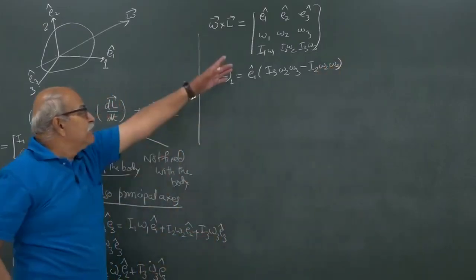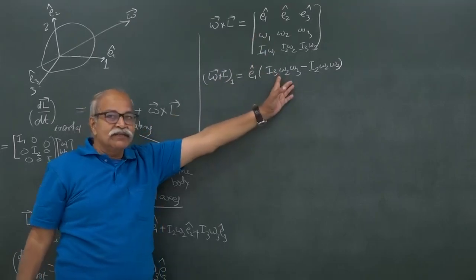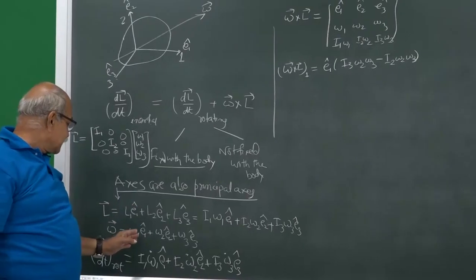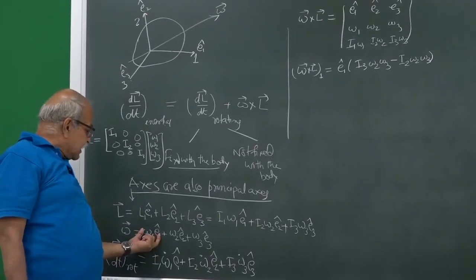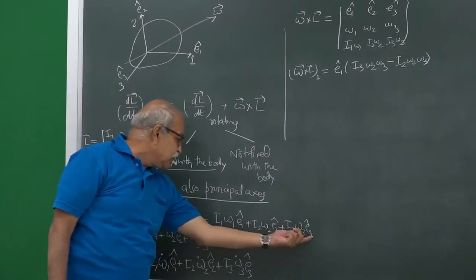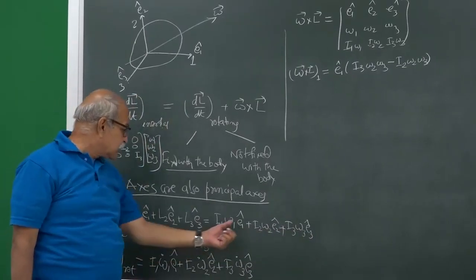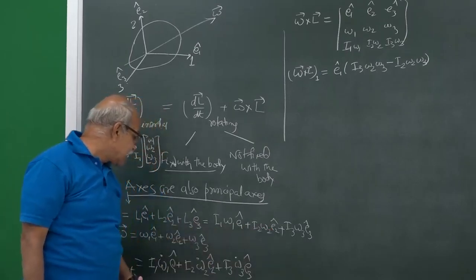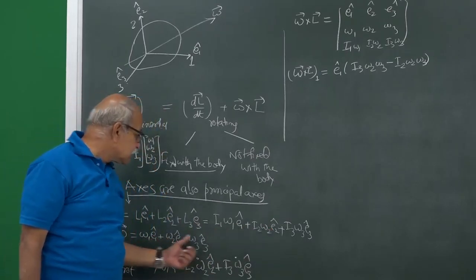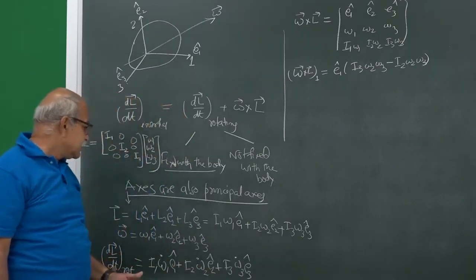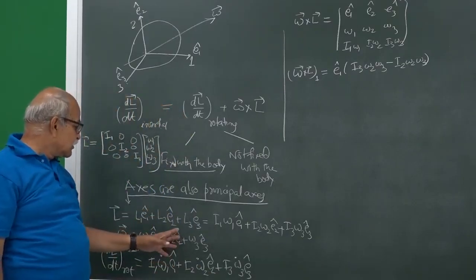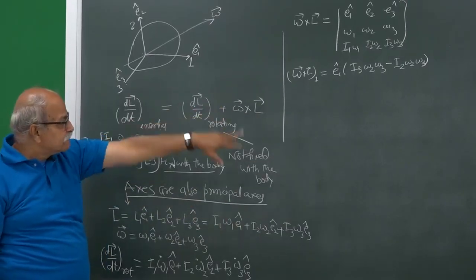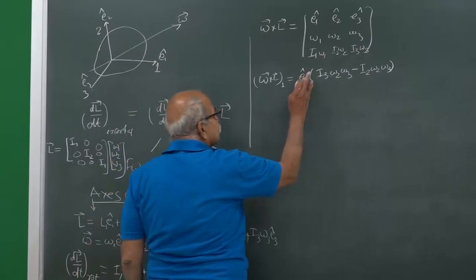This is just a way to easily write this cross product, otherwise you can always do omega cross L, that means omega 1 E1 cap cross this whole thing, and then E1 cap cross E1 cap is 0, E1 cap cross E2 cap is E3 cap, E1 cap cross E3 cap is minus E2 cap, and so on. Similarly, do with the other terms, and you can get the same expression. So, this is the first component.